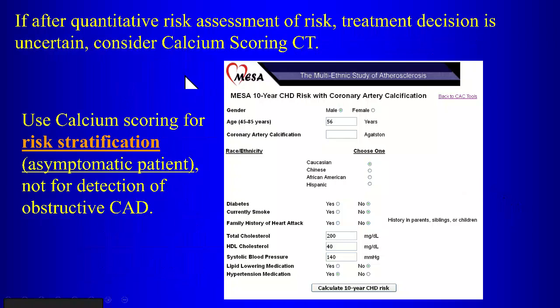So what's the point? The point is, how do we use coronary calcium scoring? If after quantitative risk assessment your treatment decision is uncertain, consider calcium score. We use calcium scoring for risk stratification in asymptomatic patients, not for detection of obstructive coronary artery disease. For detection of obstructive coronary artery disease, that's where you use CTA. For risk stratification in asymptomatic patients, that's where you use the coronary calcium score.